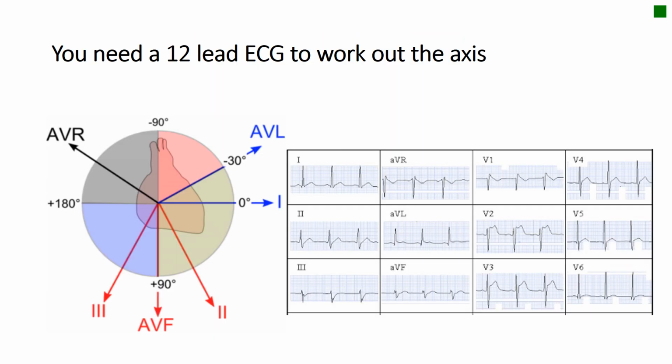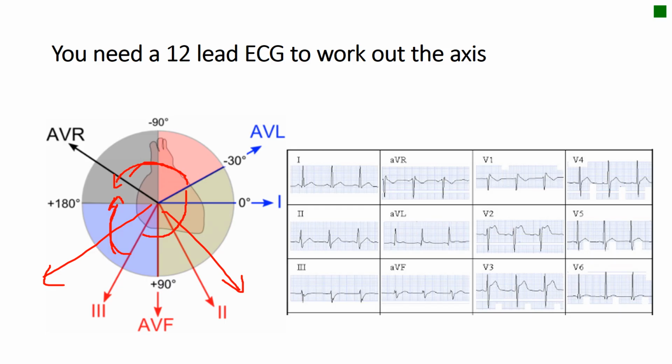So to work out the axis, you need a 12-lead ECG. You need to have all your electrodes around the 12 different positions around the body to work out your axis. The normal axis can be anywhere between lead 3 to just about AVL in this direction. So in this general direction, and that's still within the normal. Left axis deviation is beyond this way, that's that way. And right axis deviation, when the average current goes in this direction, it's beyond this area.